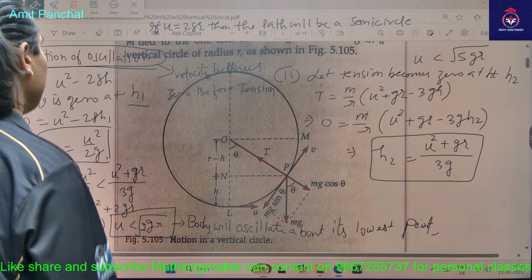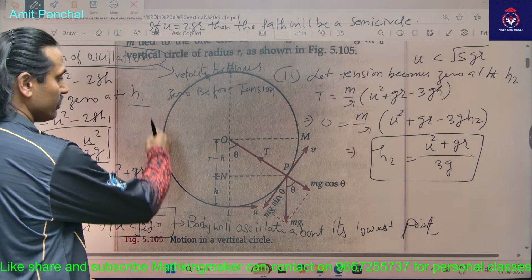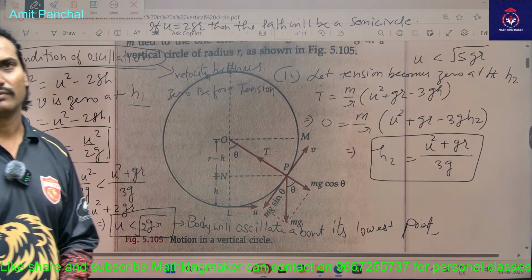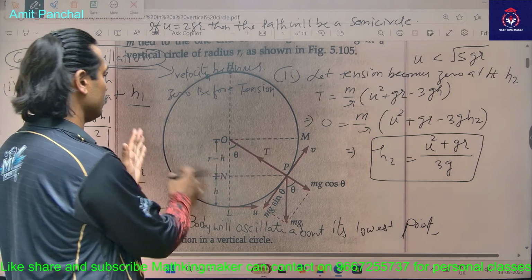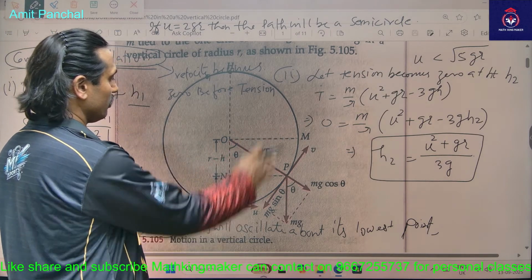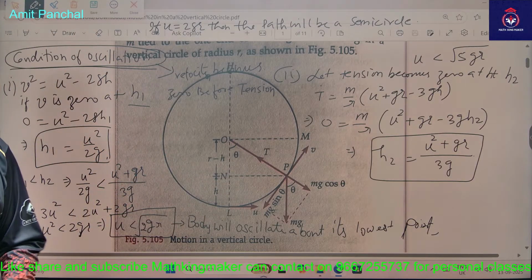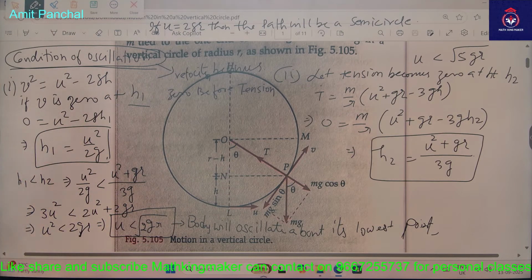Every time it will not be a semicircle, because only the first one will be a semicircle. So many forces will come into the picture, so its oscillation height will always be changing. It is slowing down every time.